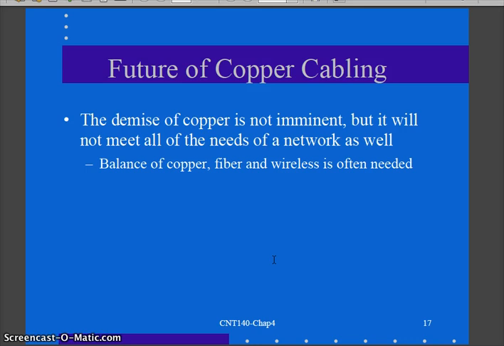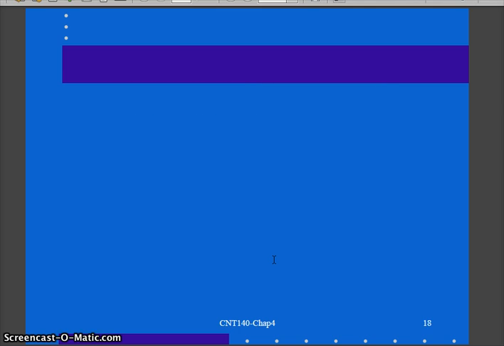Demise of copper is not imminent, but it will not meet all the needs of a network either. So there's usually a mixture of copper to desktop, fiber between closets, fiber between buildings, and wireless for mobility. That seems to be the formula for now, and probably will be for at least a handful of years. So there's Chapter 4. Quick overview of Chapter 4.